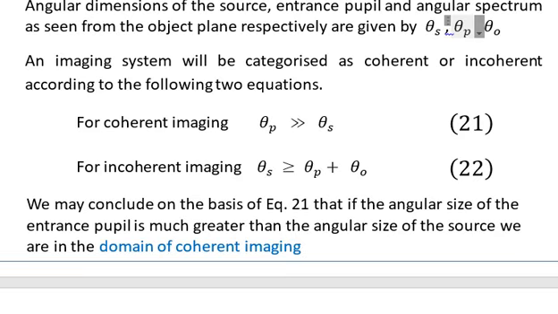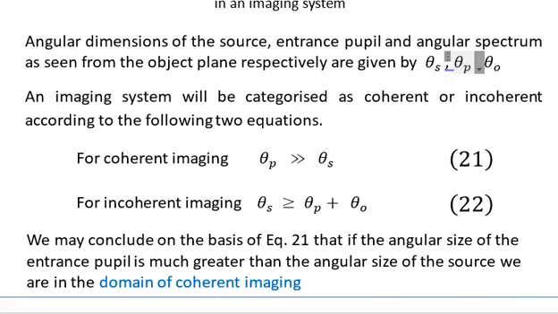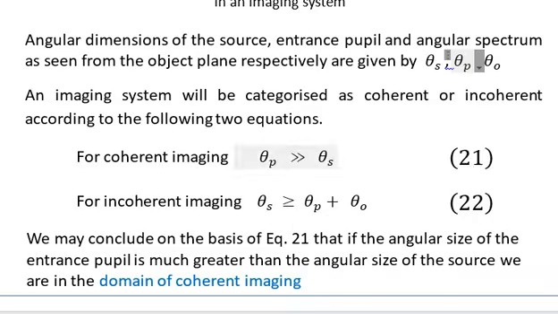For a coherent imaging system, theta p is much greater than theta s. So look back at this equation: the angular width of the entrance pupil is much greater than the angular width of the source point. That is described in equation 21. So equation 21 guarantees that we are using a coherent imaging system.